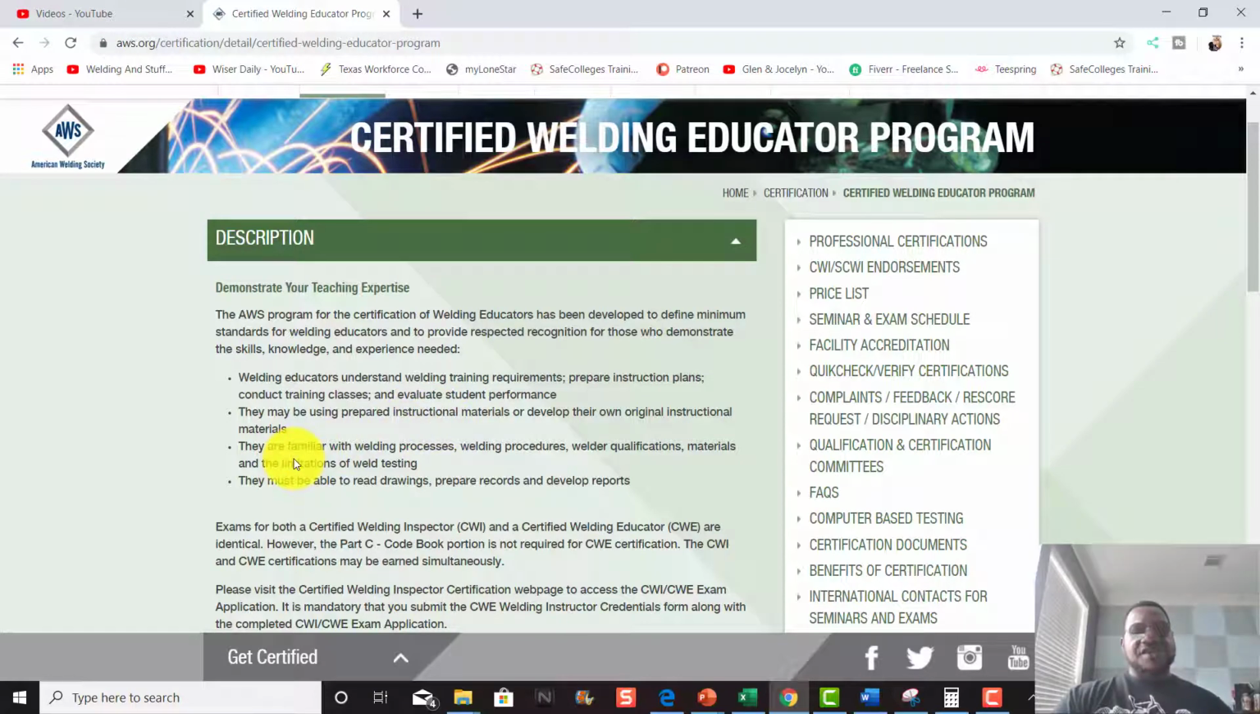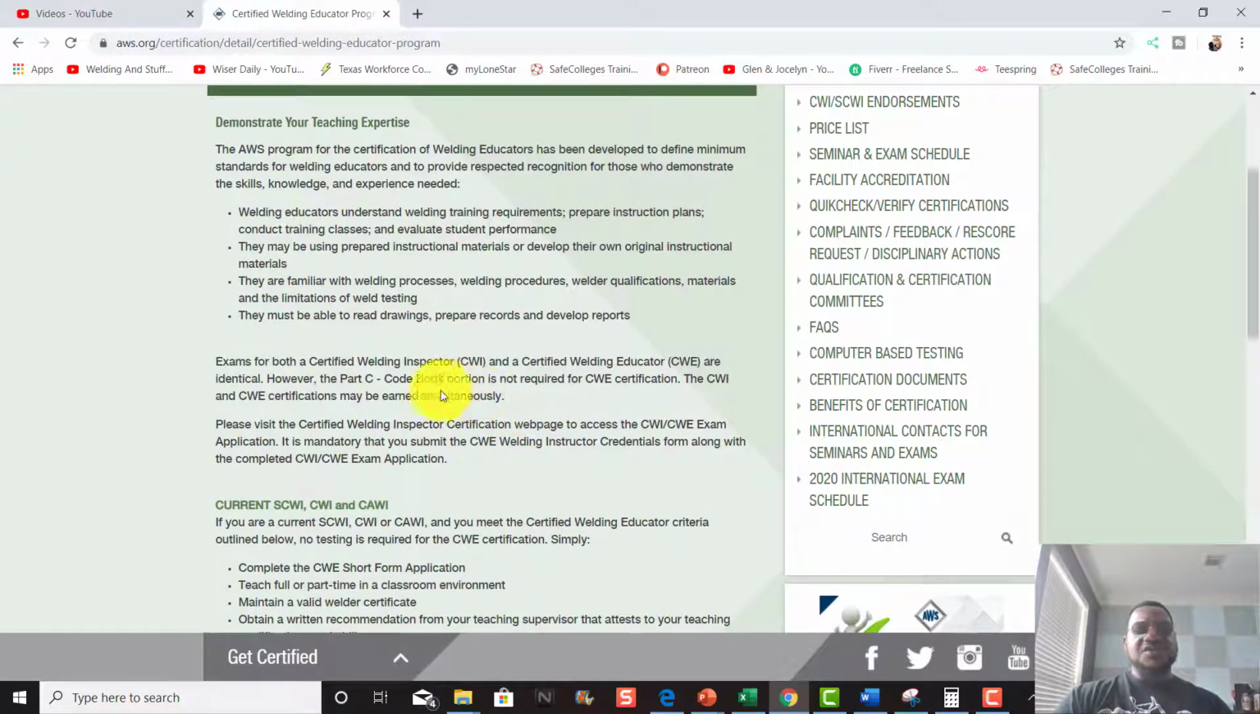A Certified Welding Educator is familiar with welding processes, welding procedures, welder qualifications, materials, limitations, metallurgy, similar to what a CWI is. To become a CWE, it's the same requirements as a CWI, except you don't have to take the Code part C. But if you're already a CWI, you can just pay your fee. We'll look at fees. I think it's $300 and something to become a CWE. So you'll be a CWI and a CWE.